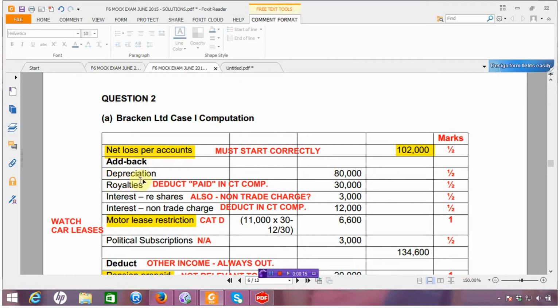Obviously the obvious ones like depreciation, and indeed if it were in this question, which is not client entertaining, I'd start with them first and pick up half a mark each.